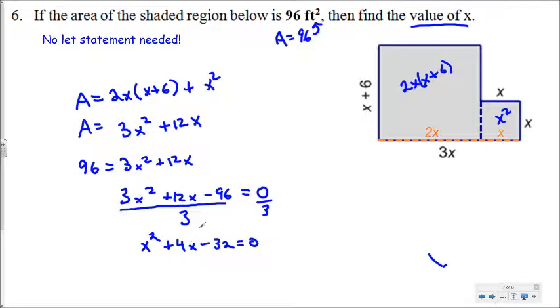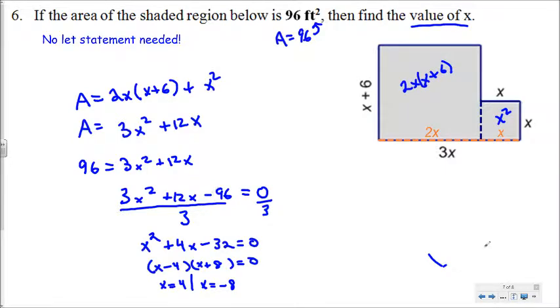And now that I have a quadratic equation in standard form, I can go ahead and solve it by factoring and applying the zero product property. I'll end up with x minus 4 times x plus 8, which gives me two possible values. Either x is equal to 4 or x is equal to negative 8.